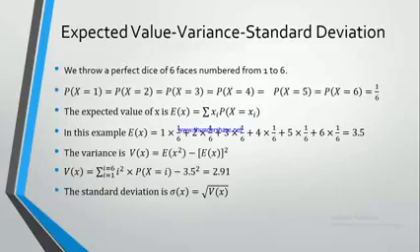And the standard deviation is the deviation of all values of x, or the mean of deviation of all values of x from the expected value. In this case, it is the square root of 2.91 and it's 1.7.